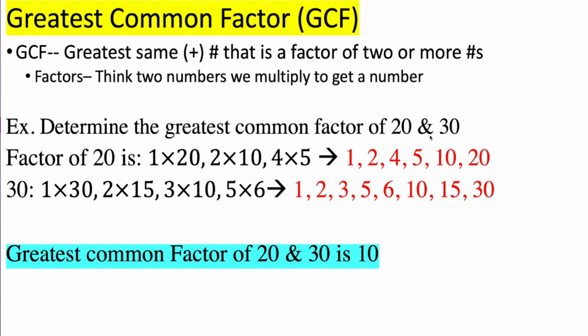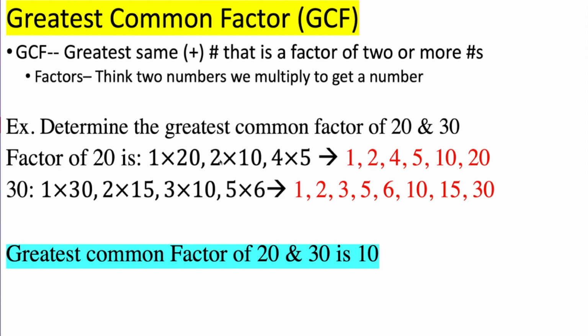And the way we have to do this is first determine the factors of 20 and then determine the factors of 30. So the factors of 20, we think of positive whole numbers that multiply to give us 20. And we know 1 times 20 is 20, 2 times 10 is 20, and 4 times 5 is 20. And there's no other positive whole number factors. Then we do the exact same thing for 30. 1 times 30 is 30, 2 times 15 is 30, 3 times 10 is 30, and 5 times 6 is 30.